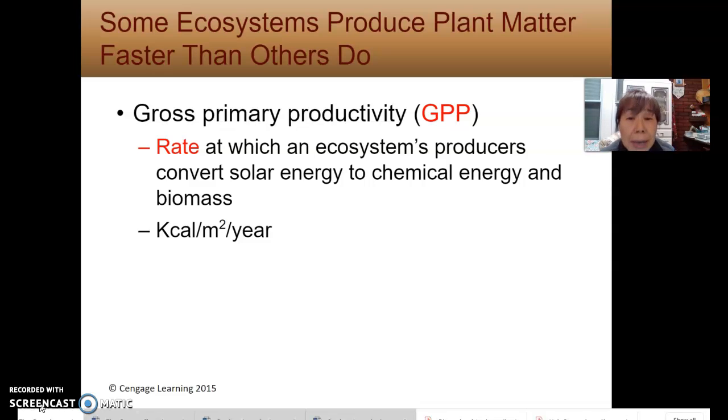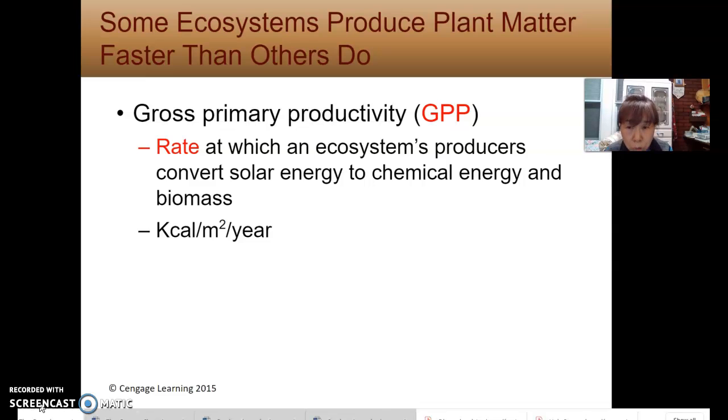In an ecosystem, the most important part is photosynthesis, because other things cannot fix solar energy. Some ecosystems produce more plant matter, which means they do more photosynthesis than others. So how do we measure that? There are two concepts, and they are very important.